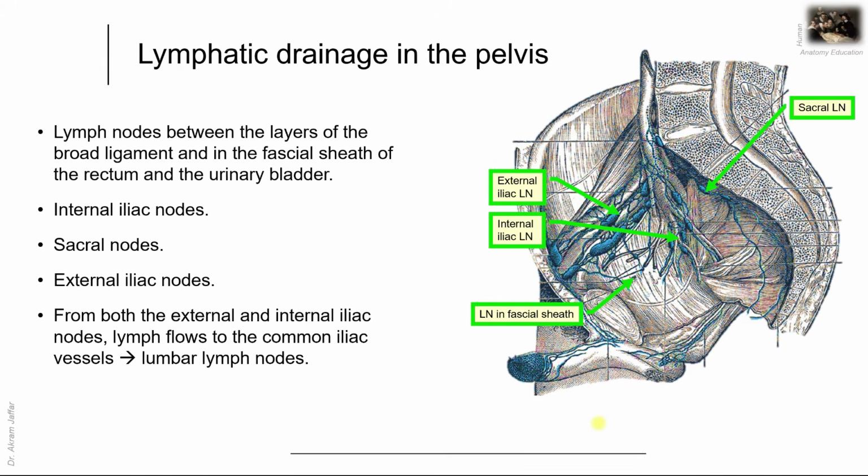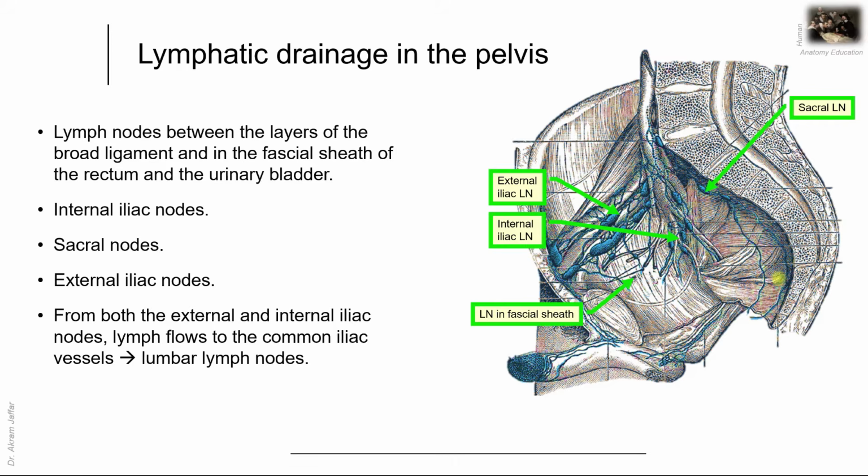So the lymphatic drainage in the pelvis is through lymph nodes, to start with, that are located between the layers of the peritoneum and the fascia. So between the layers of the broad ligament and the fascial sheaths of the rectum and the urinary bladder, there are multiple of these lymph nodes. And then from these lymph nodes and the fascial sheaths, the lymph will drain into internal iliac lymph nodes, either directly or indirectly through sacral lymph nodes that are located in front of the sacrum along the sacral vessels.